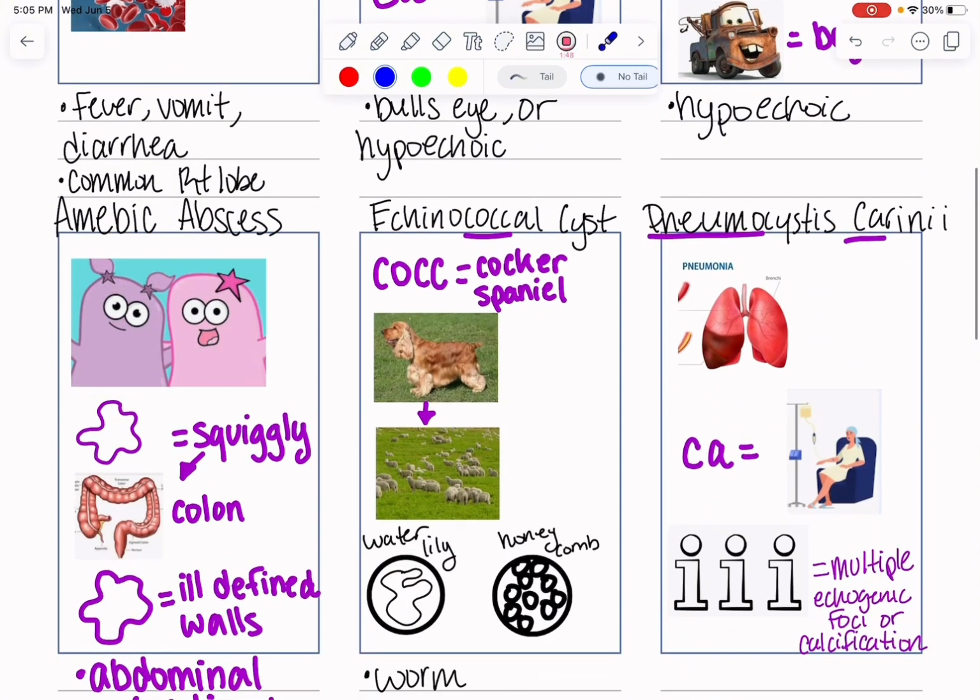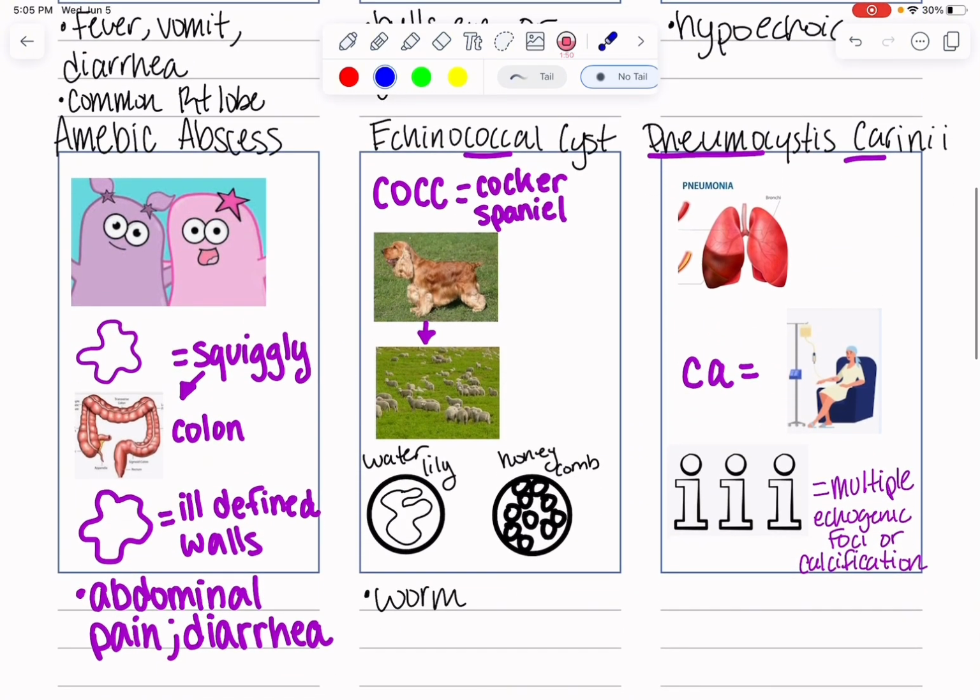Next, we'll look at amoebic abscess. When I look at the word amoebic, I think of the Amoeba Sisters. Amoebas are squiggly. What else is squiggly? The colon is squiggly and lumpy and bumpy, so I know that this disease primarily happens in the colon, and the only way this parasite is going to infect the liver is from the portal vein.